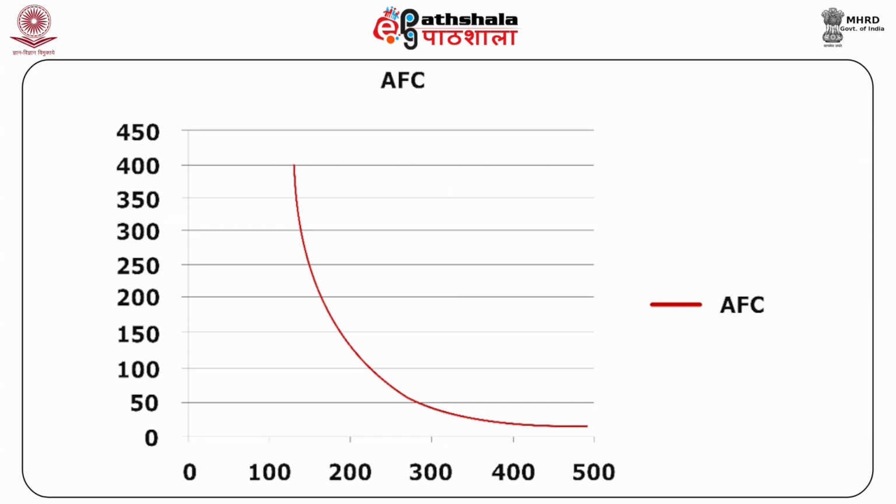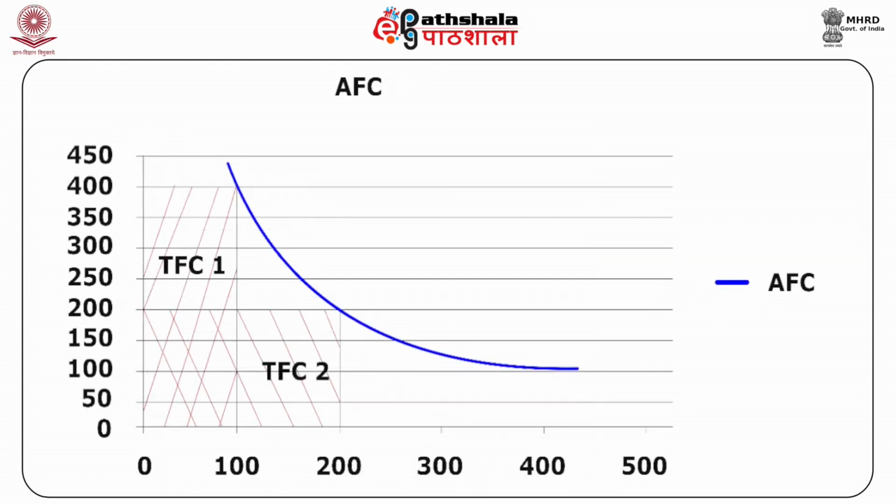It comes down to a point of inflection where it becomes almost flat, and it becomes flatter and goes parallel to the x-axis. Now let us consider in the figure the relationship between total fixed cost and average fixed cost. We have 2 points to consider over here. When the average fixed cost is 400, then 100 units are being produced. So TFC1 is equal to 400 into 100, which is 40,000.